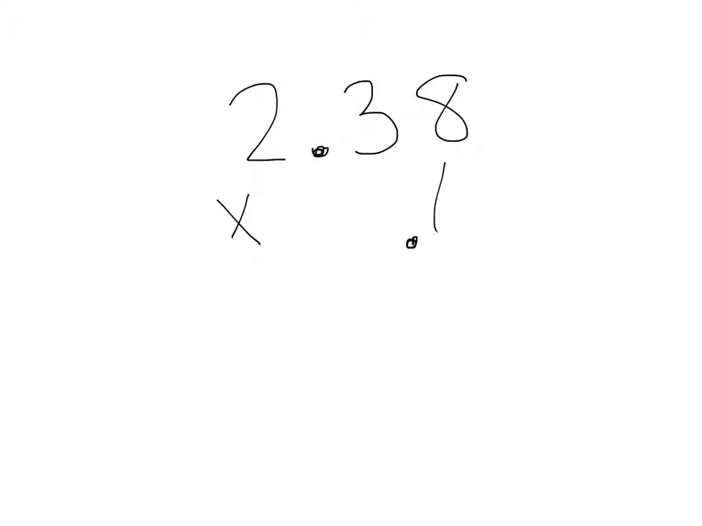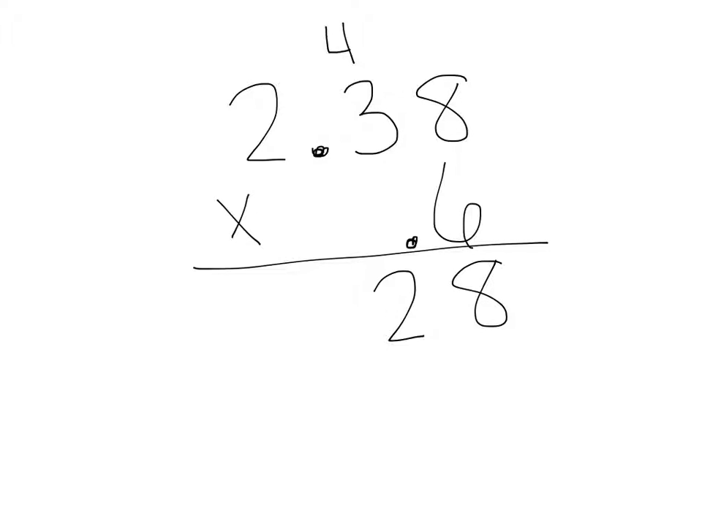So let's try one more. Let's say we have 2 and 38 hundredths times 6 tenths. Again, you're going to ignore the decimals right now. Just pretend like they're not even there. Do the computation with your multiplication just like you know how. So we're going to start by multiplying the 6 times the 8. 6 times 8 is 48. We're going to put down the 8 and carry the 4. 6 times 3 is 18. 18 plus 4 is 22. 6 times 2 is 12. 12 plus 2 is 14.